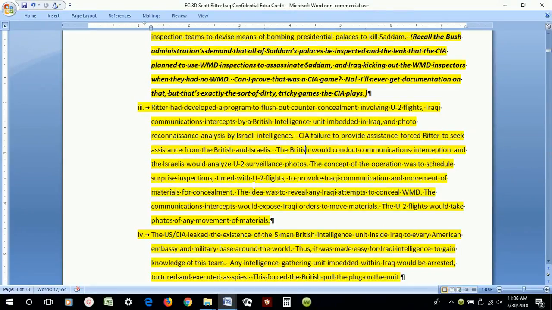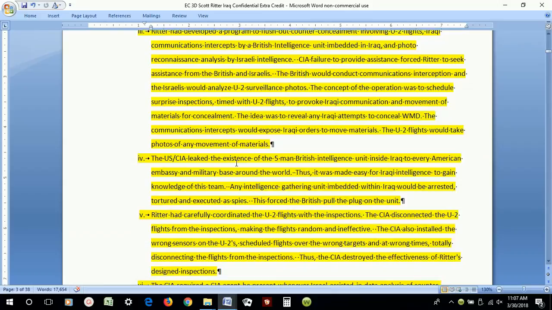An inspection was now not meant to find the weapons of mass destruction; well, that's secondary. The inspection was hopefully to flush them out, to be like a bird dog, to chase them out and spot them trying to move and conceal stuff, right? The idea was to reveal the Iraqi attempts to conceal WMD. The communications intercepts would expose Iraqi orders to move materials, and the U-2 flights would take photos of any movement of materials.